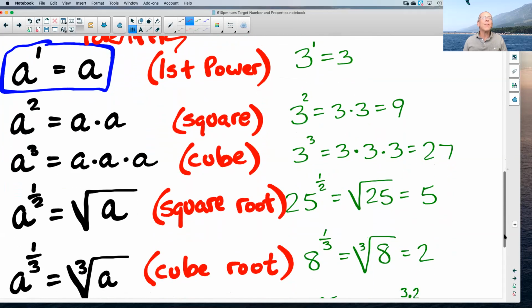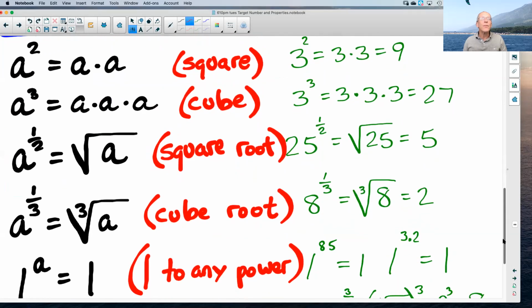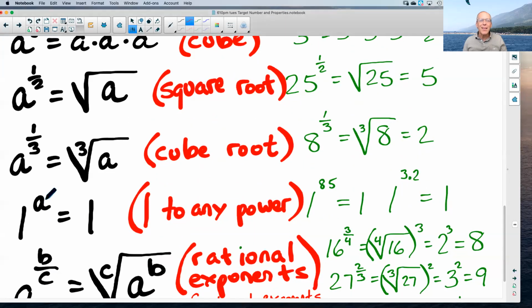Then you got the square, you got the cube. Then you get into something called rational exponents. Rational exponents are fractional exponents. So a to the 1/2 power is the square root of a. A to the 1/3 is the cube root of a. 1 to the 8th power is always going to be 1.